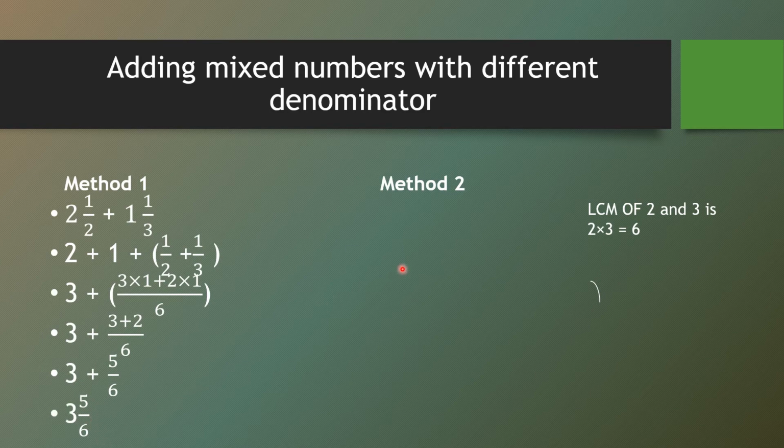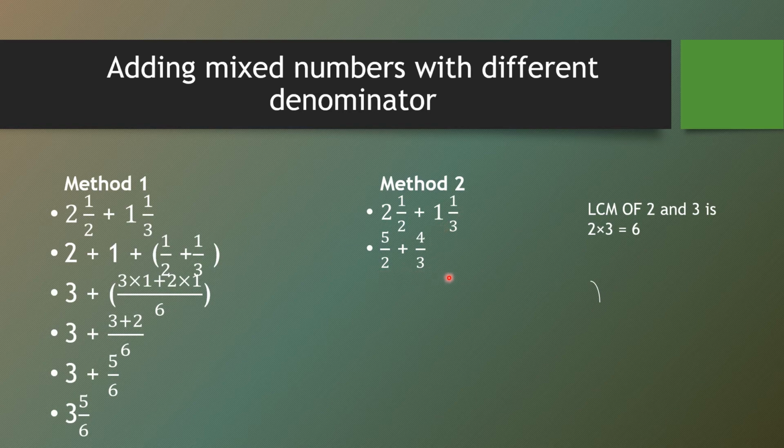Let us do this same question by method 2. Here is method 2. At first, we will convert these mixed numbers into improper fractions in method 2. So 2 and 1 by 2. I have already told you how to convert mixed fractions into improper. 2 2s are 4 plus 1, 5 by 2, and 3 1s are 3 plus 1. It means 4 by 3.